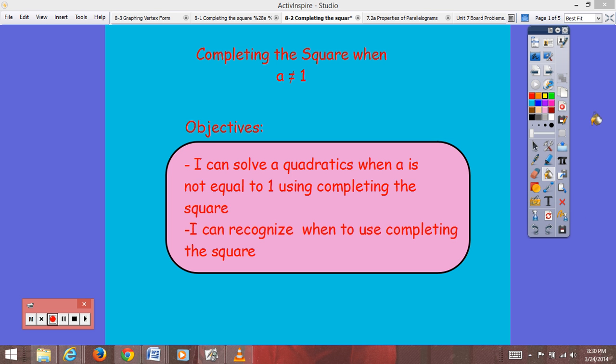So the topic of today's video is completing the square. Just like we did in the last one, but when a is not equal to 1. So our objectives: I can solve a quadratic when a is not equal to 1 using completing the square. And again, we can work on recognizing when to use completing the square.